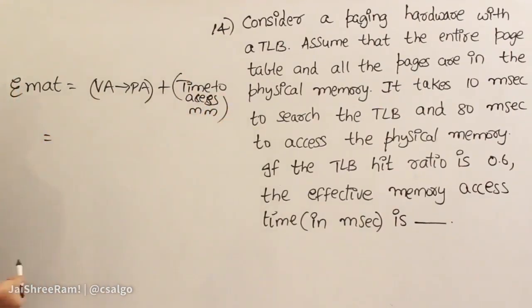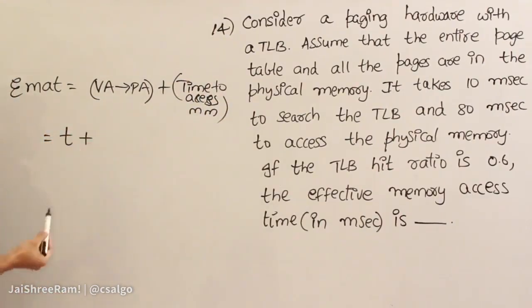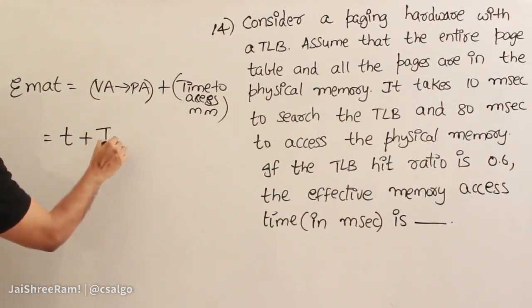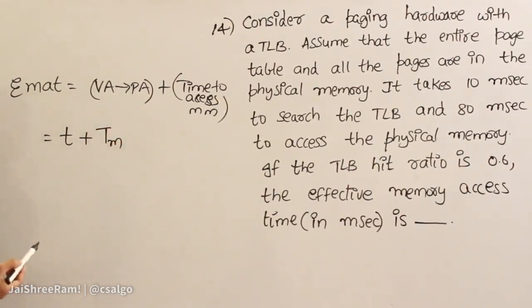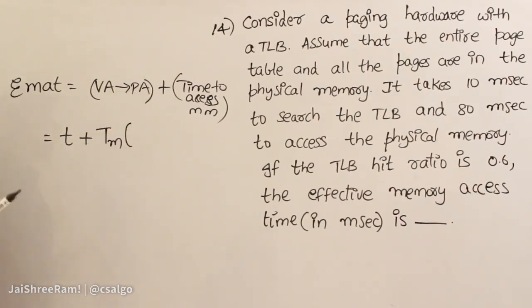So what is the time taken to convert virtual address to physical address? It is the time taken to access the TLB, and in case there is a miss in the TLB, let us say the miss rate in TLB, I am writing it as TM. Okay, so don't memorize this formula. In case there is a miss in the TLB, then I have to go into the main memory and search for the page table entry.